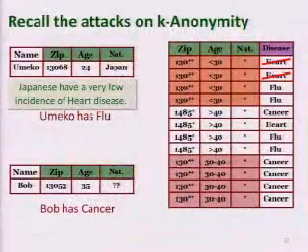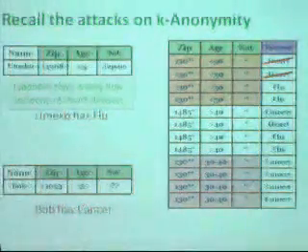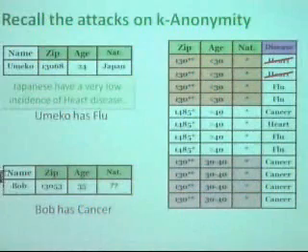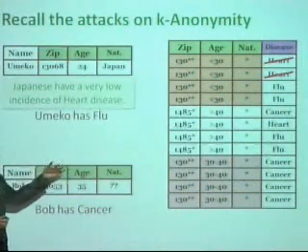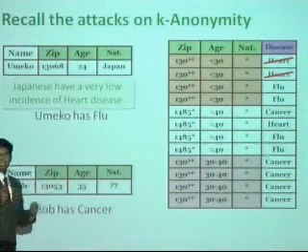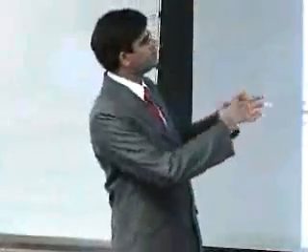So recall that these are the attacks we showed on k-anonymity. One was the homogeneity attack and the other was the background knowledge attack. Now, there is no sanctity in this 4-anonymous table. There are many different ways in which I can anonymize it by coercing the 3 attributes in different ways.